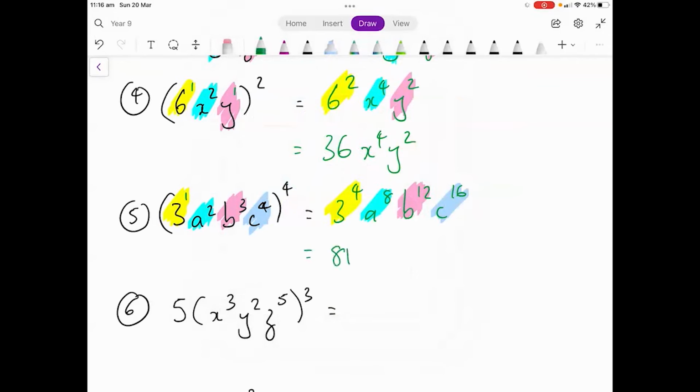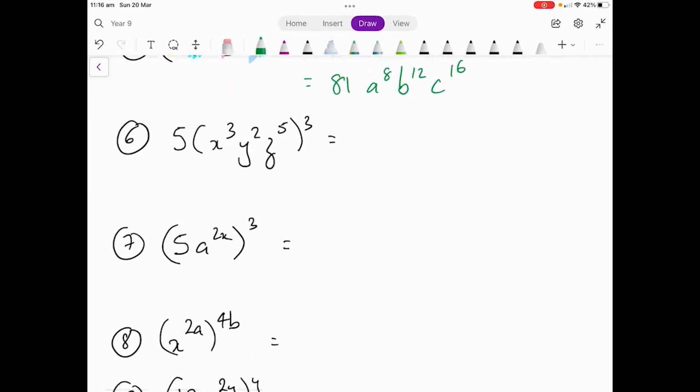Question 6 looks very similar, but it's a little bit tricky. You can see that 5 is outside those brackets. The power of 5 does not get multiplied by 3. It stays as 5 to the power of 1. All the other terms, they are inside the brackets, so their powers get multiplied. So it becomes x to the power of 9, y to the power of 6, z to the power of 15. Once again, the 5 is outside the brackets, so that power does not get multiplied by 3.